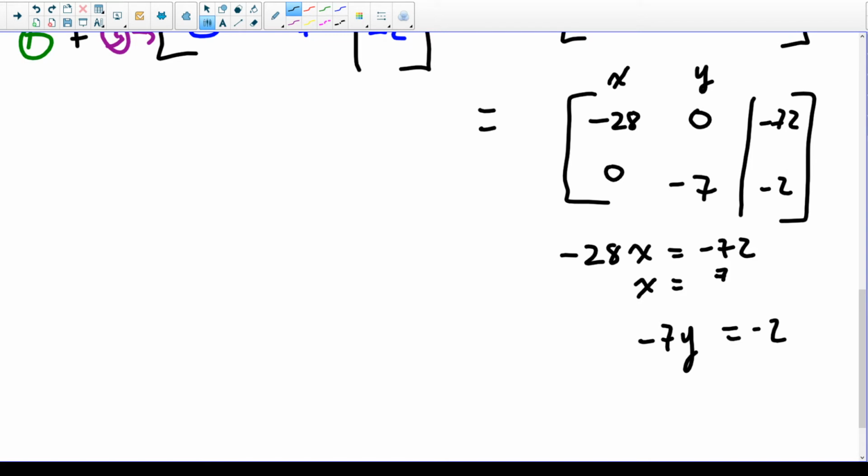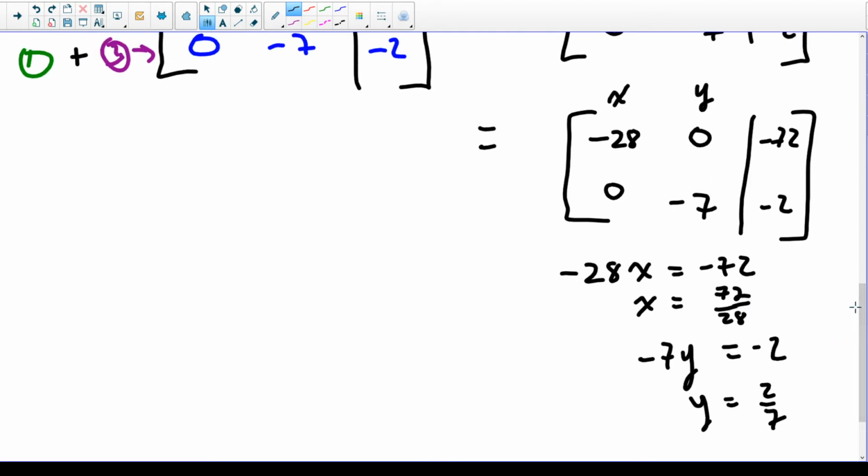X is equal to 72 over 28. And y is equal to 2 over 7 if we reduce it. Now this one can be reduced as well, the 72 over 28, but I'm not going to. That's a 72. 72 over 28 can reduce a little bit. All right, but I've now found my point of intersection.